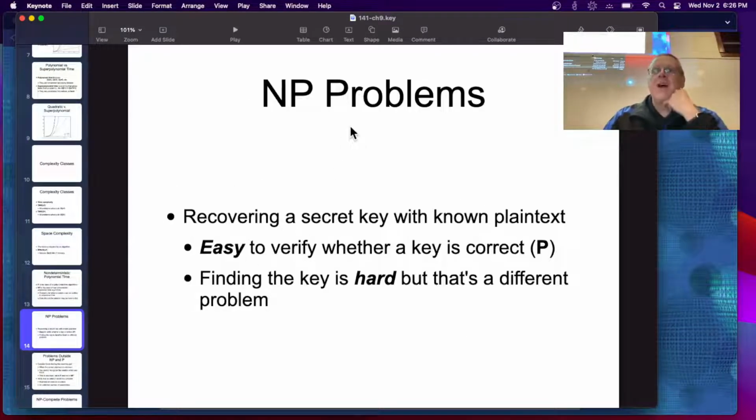So here's some NP problems. Recovering a secret key with known plain text. This is NP because if you know the key, it's very easy to verify the key is correct. You decrypt it and see if you get the plain text. But finding the key without knowing the key is very hard, but that's a different problem.